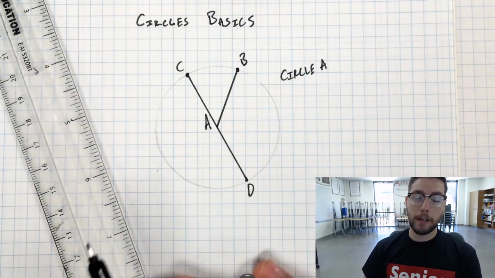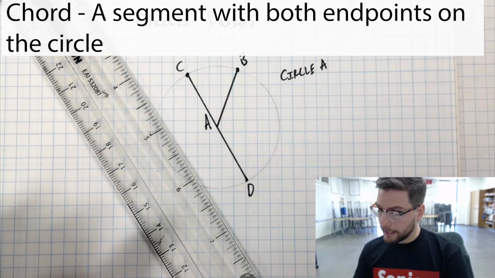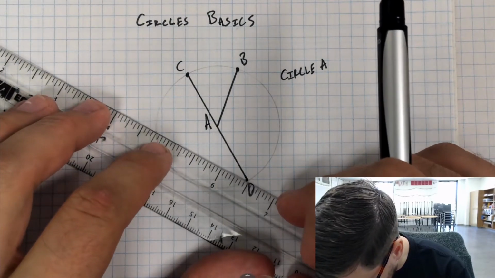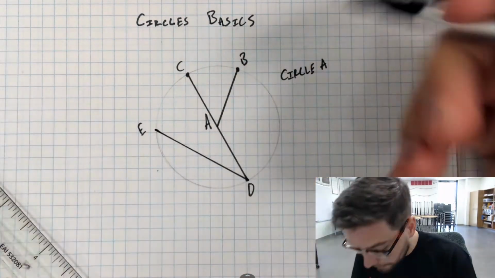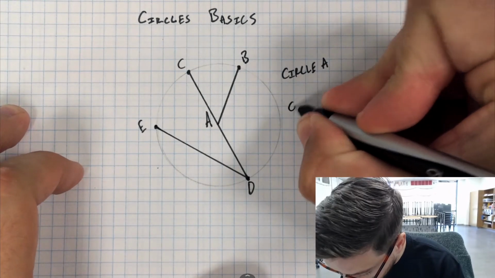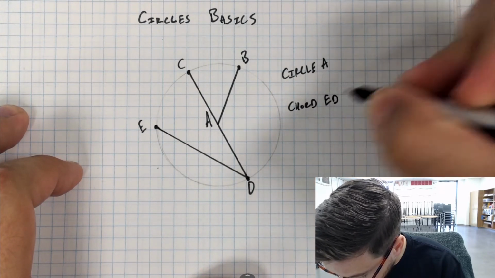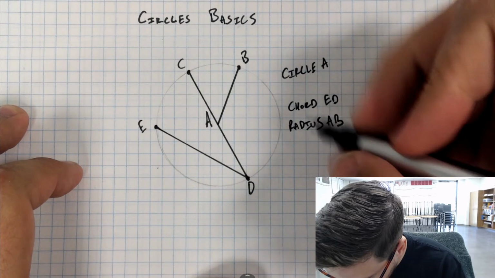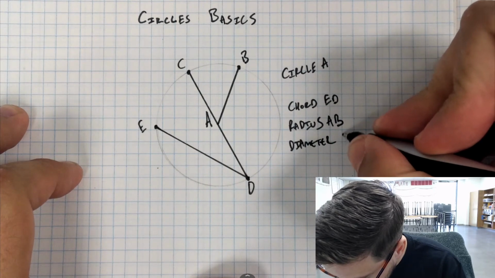Now, one important vocabulary word that you have not learned yet is called a chord. A chord is a segment with both endpoints on the circle. So say it's going from like E to D. It's spelled C-H-O-R-D. So now we have chord ED, radius AB, and diameter CD.